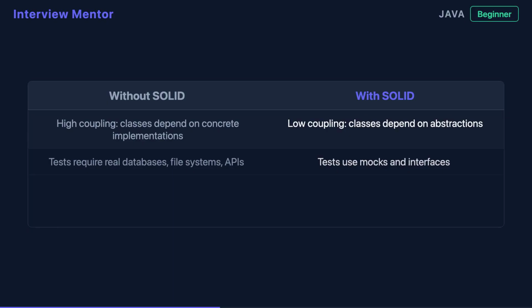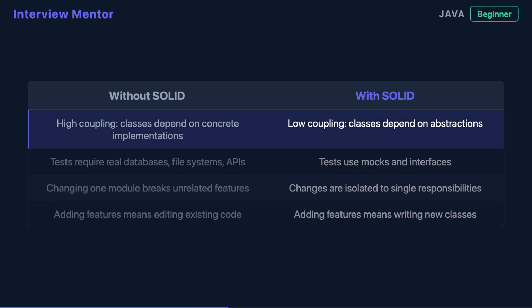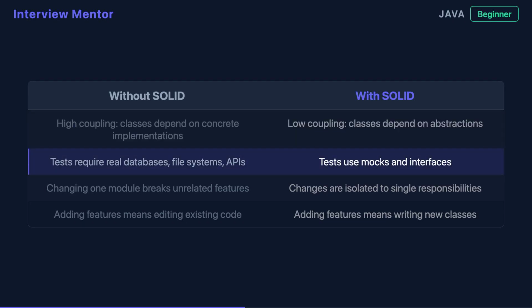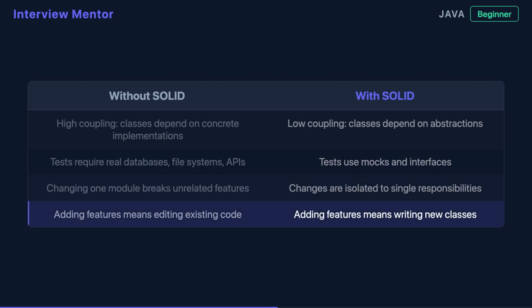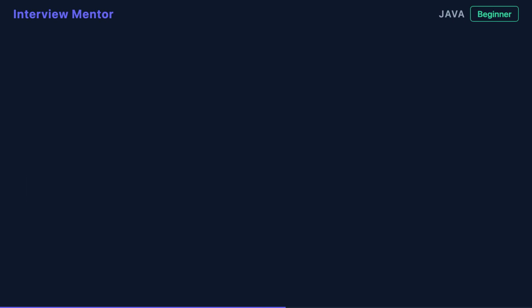SOLID principles directly reduce coupling. Low coupling means classes depend on abstractions, not concrete implementations. This makes unit testing trivial because you can mock dependencies. Without SOLID, tests require database connections, file systems, and external services just to verify basic logic.